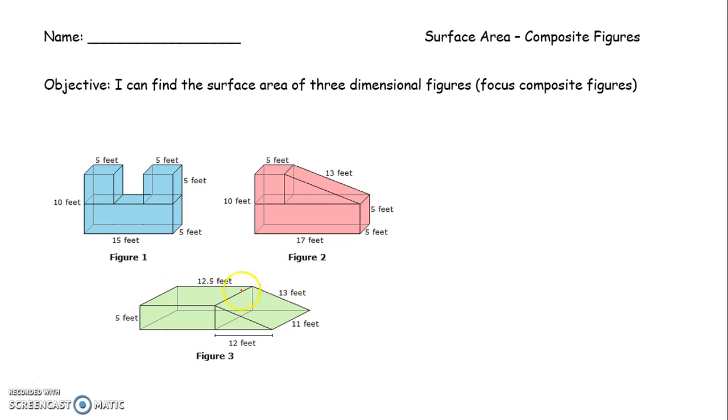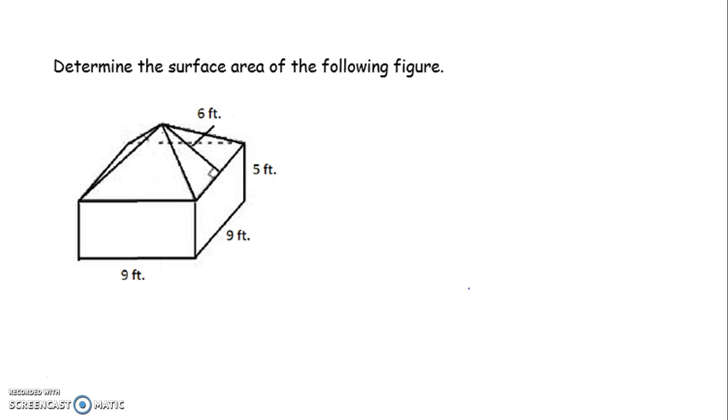Here, this is a rectangular prism with a triangular prism. This is a rectangular prism with a couple of cubes. We're also going to throw some pyramids in tonight. So that's all a composite figure is. It's made up of several three-dimensional figures you already know about. And now you're going to find the surface area of those. So let's just jump right in.